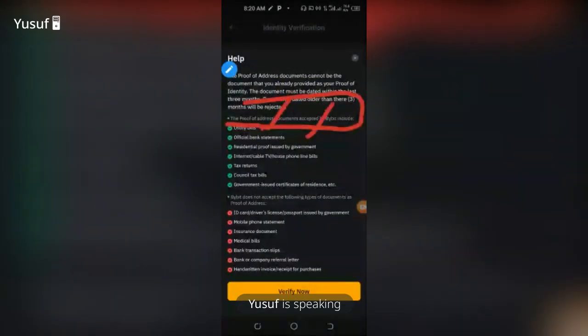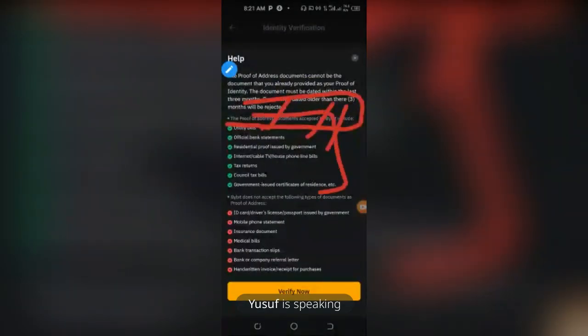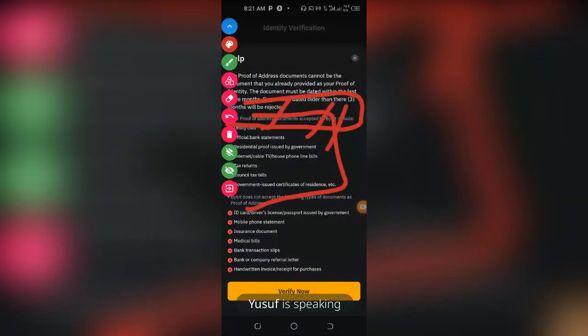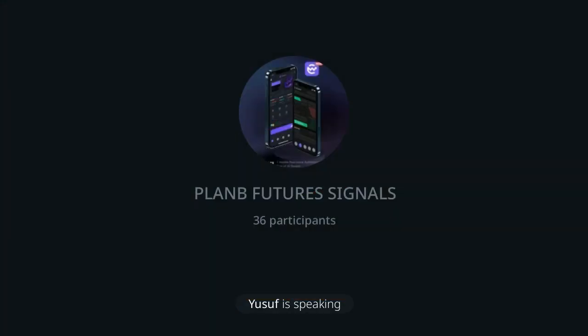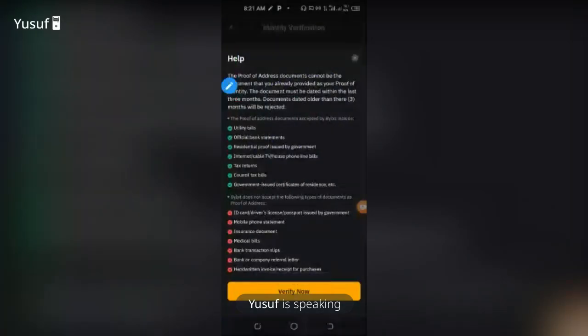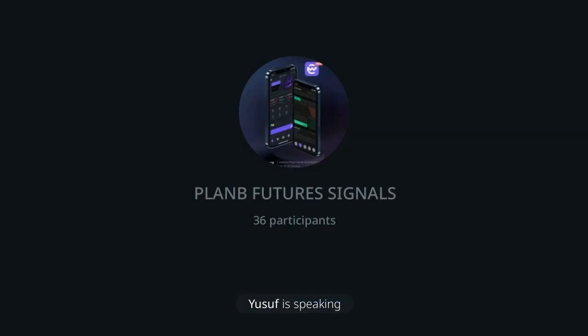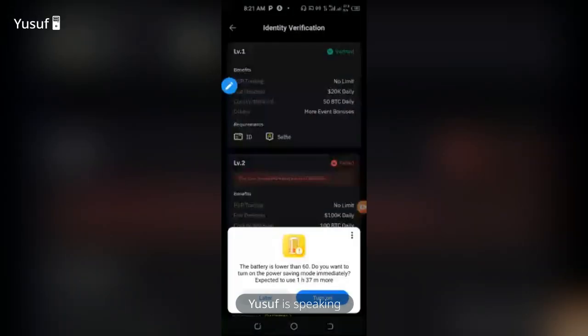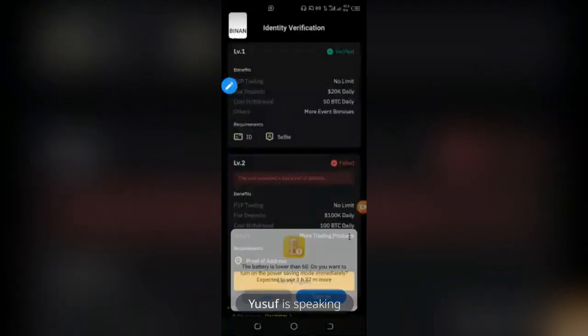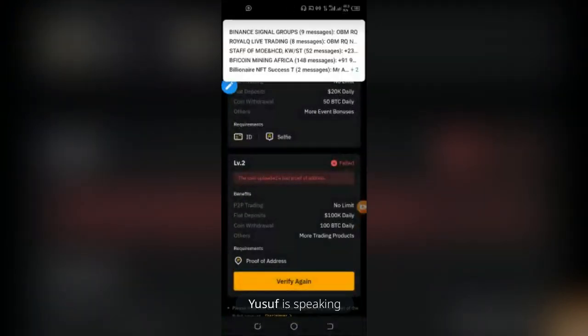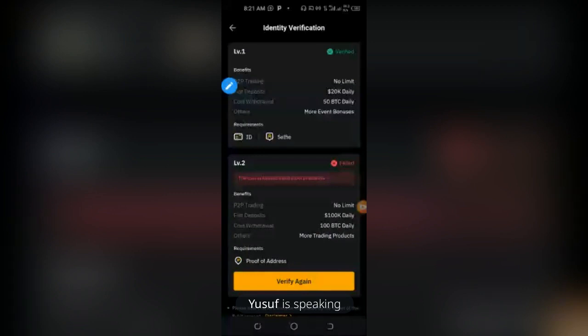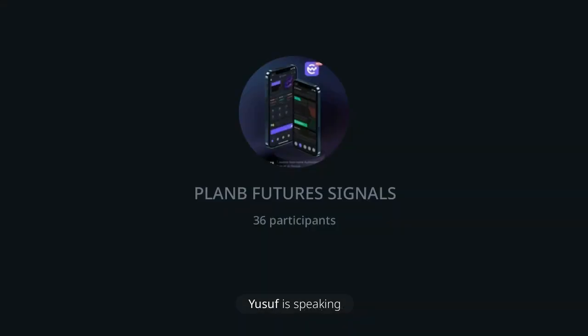Utility bill, official bank, residential bank, anyone from this. But mind you, this one does not really matter. It's just for educational purpose. Everything you needed, by verifying level 1, you are okay. You'll be able to do coin withdrawal of 50 BTC daily. How much do we even have, talking about 50 BTC daily? So this advanced level will only allow you to do P2P trading with no limits. You don't have limits on the amount of P2P transactions you can do.